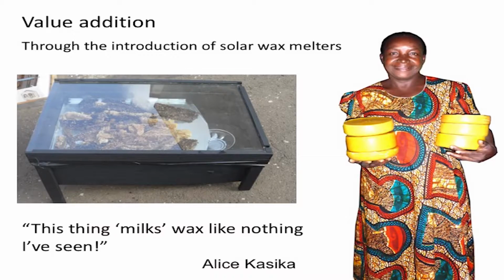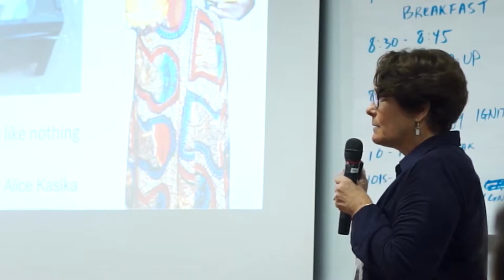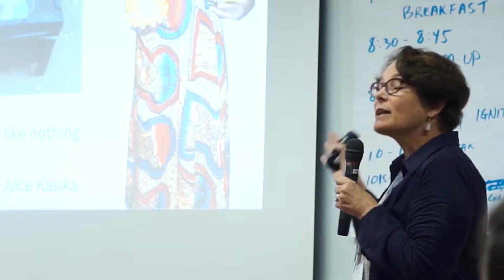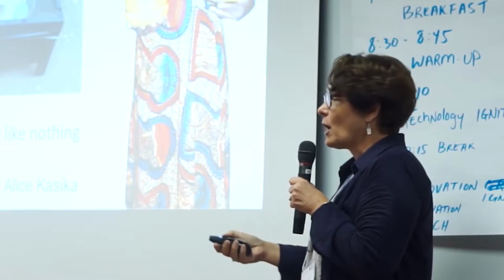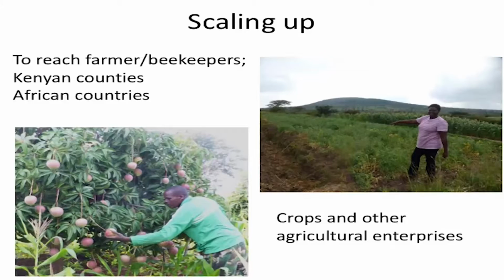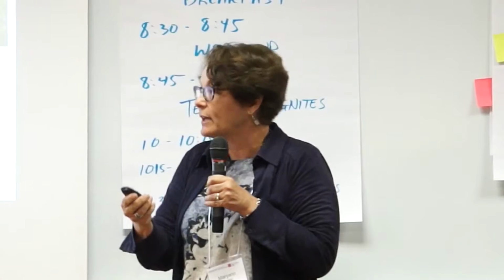We're also introducing this solar wax melter, very simple technology. We've done this with a couple of beekeepers already, and it's amazing. Wax is a byproduct of honey production that is essentially thrown away by beekeepers, and this can automatically be turned into significant income. There's already a market for this wax. We'd like to scale up and recognize that this technology, if it works, can be extended not only to other Kenyan counties, but other East African countries, and also to other crops and agricultural enterprises.